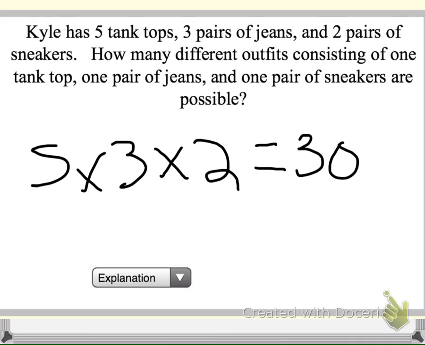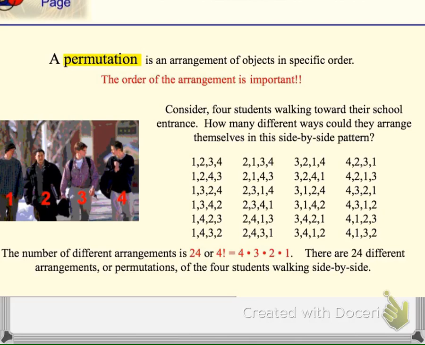So 5 tank tops times 3 pairs of jeans times 2 pairs of sneakers equals 30 possible outfits that Kyle can make. So now we're going to switch topics away from the counting principle, although we will continue to use it, and we're going to talk about permutations.